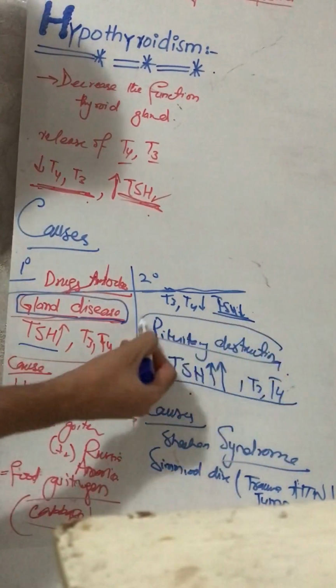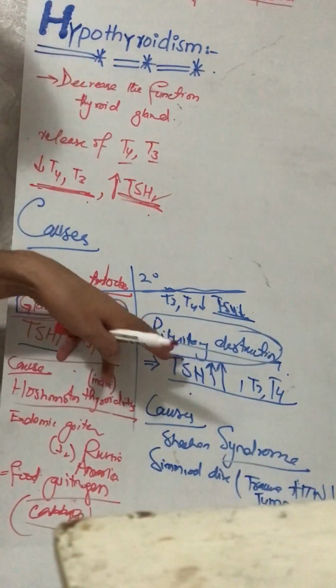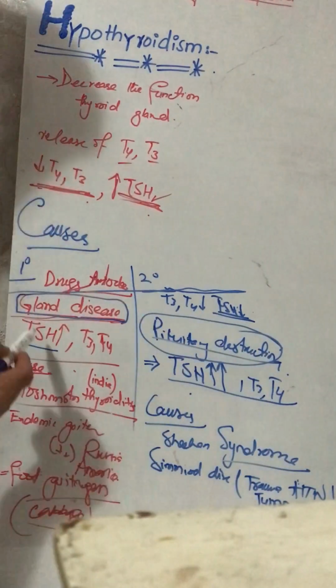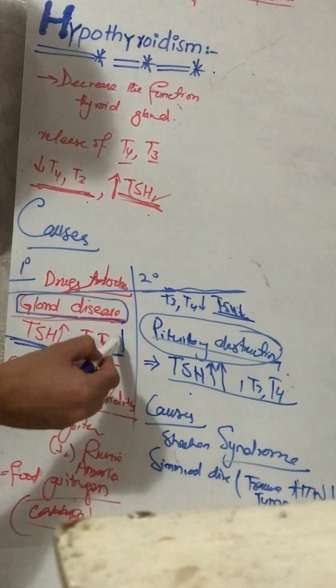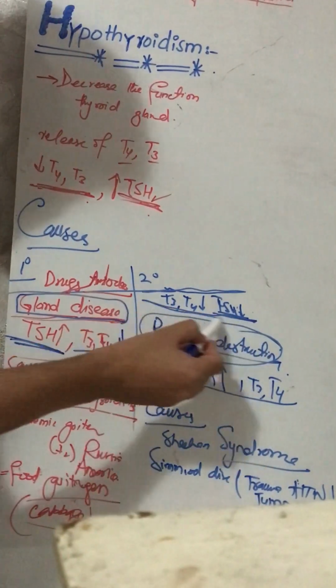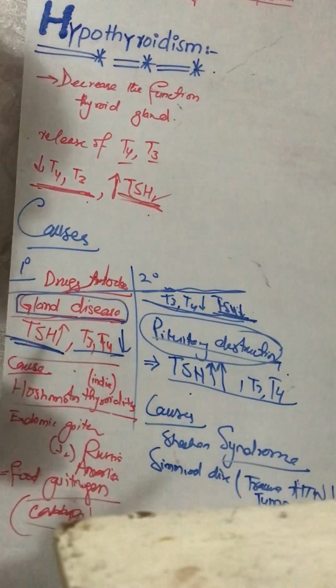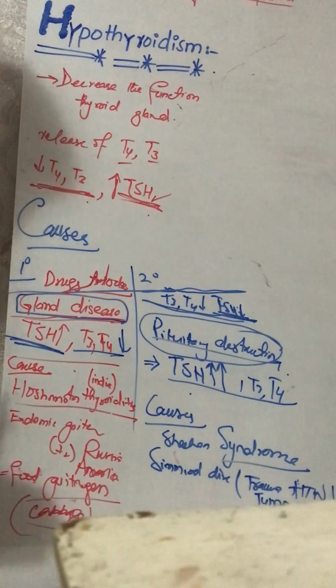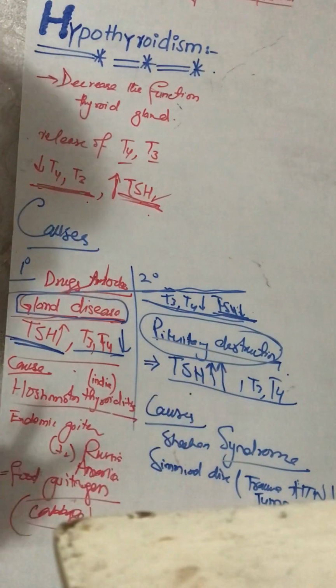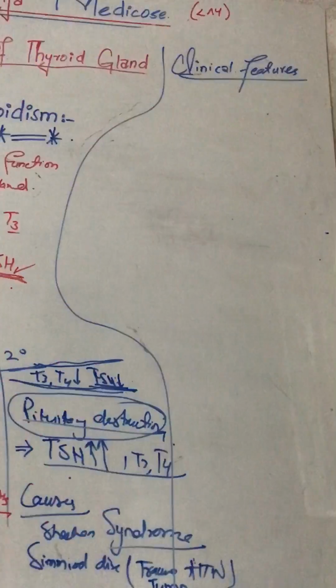When there is secondary disease, so defect in the pituitary gland, and the differentiation in the primary destruction, the TSH will be increased, T4, T3 will be decreased, and here all the hormones will be decreased. It means that neither T3, T4 is secreting, nor TSH is secreting. So it means that there is a problem in the gland.